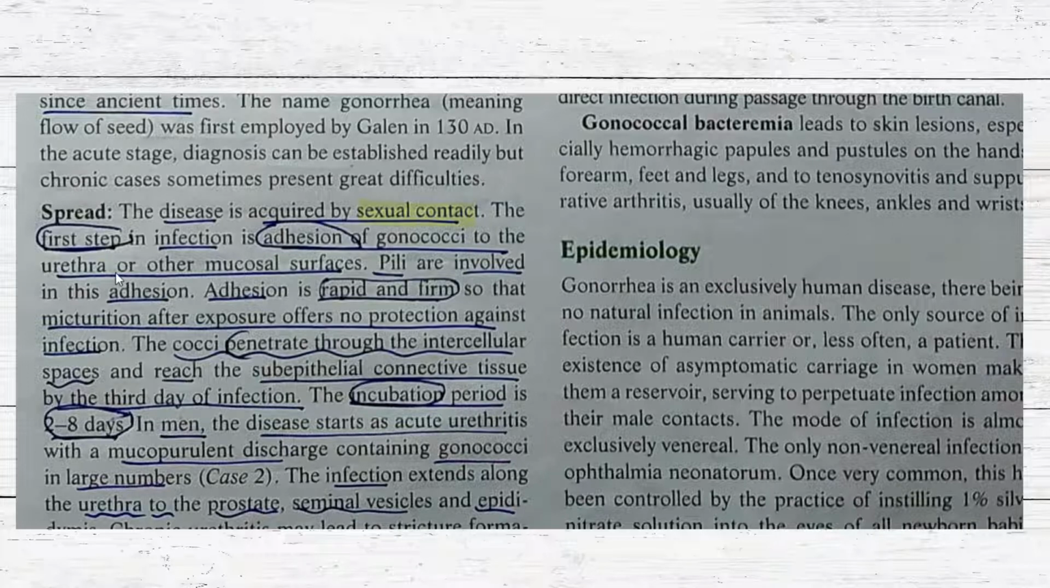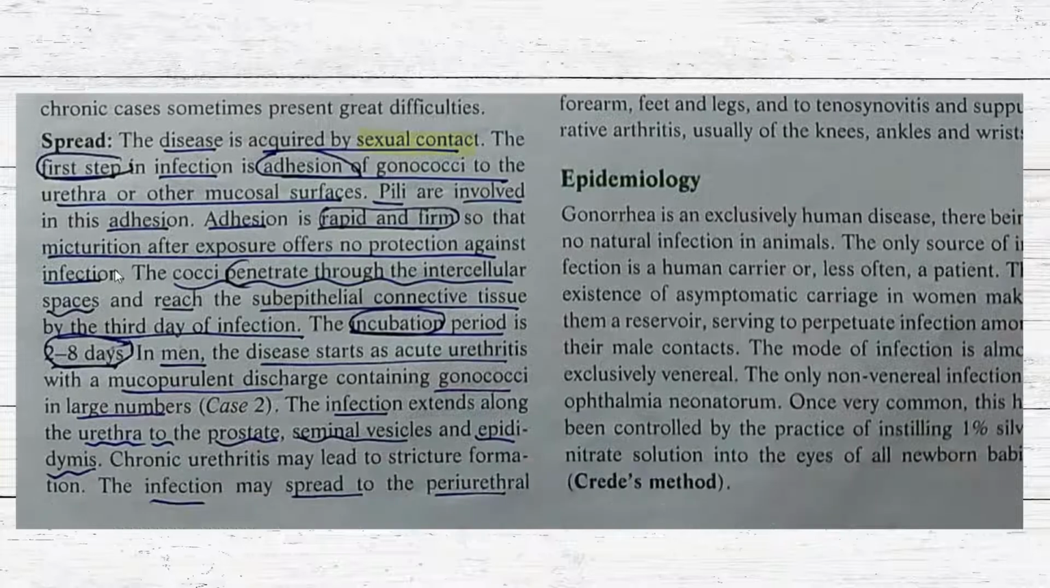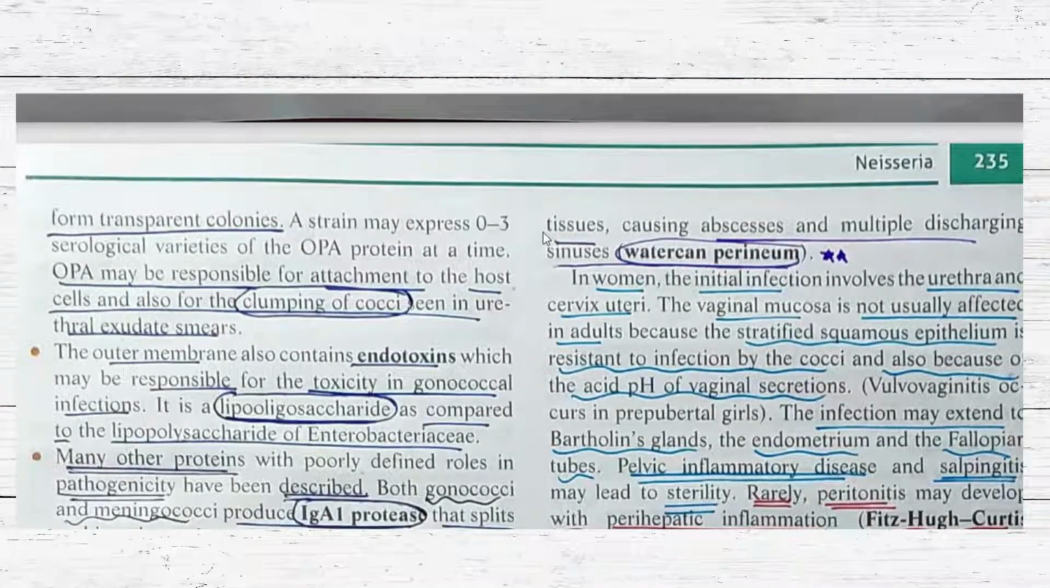So let's see in detail how the disease presents in men. First, the disease starts as acute urethritis. There will be a mucopurulent discharge, with pus in it, and also gonococci in large numbers. After beginning as acute urethritis, the infection extends along the urethra to the prostate, to the seminal vesicles, and reaches the epididymis. The infection can also spread to periurethral tissues, causing abscesses and multiple discharging sinuses called Watering-can perineum.